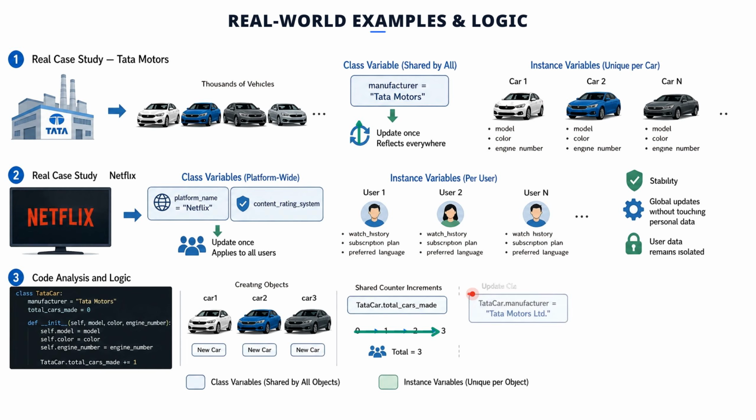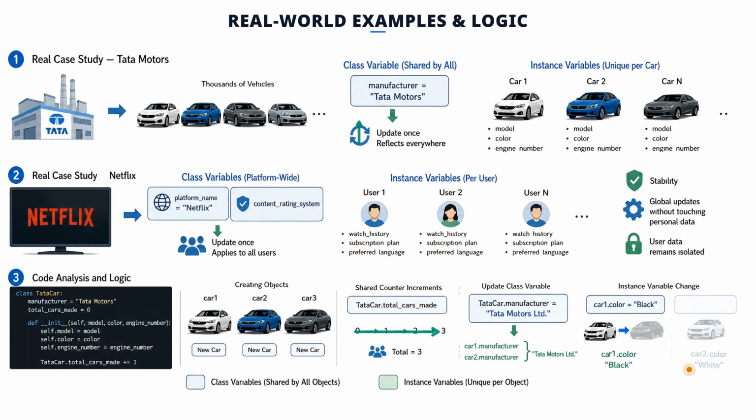If we then run an update to the class variable setting the manufacturer to Tata Motors Ltd and check car 1 and car 2, both will show the new name. They are looking at the exact same shared resource. But if we change an instance variable like setting car1.color to black, car 2's color remains white. The instance variable change is completely isolated to that specific object. Always remember, class variables manage shared state, while instance variables manage unique identities.